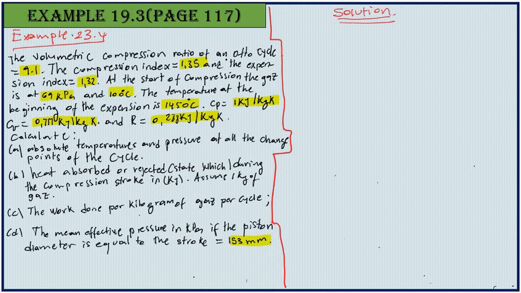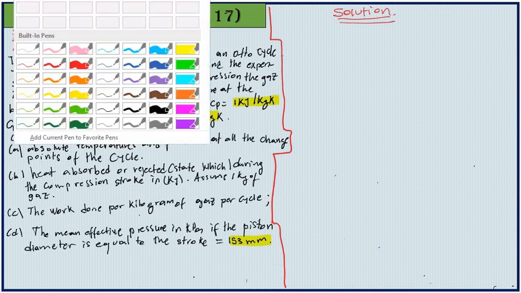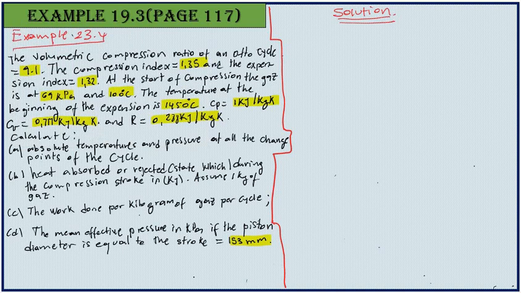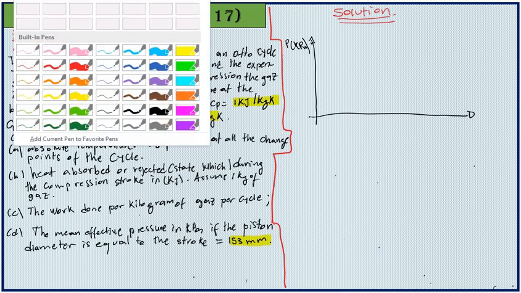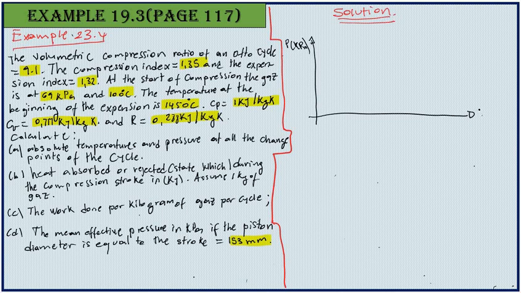So because we have an Otto cycle, the starting point of the solution is to draw the PV diagram of an Otto cycle. So you have the pressure in kilopascal on the y-axis, and then we have the volume on the x-axis.